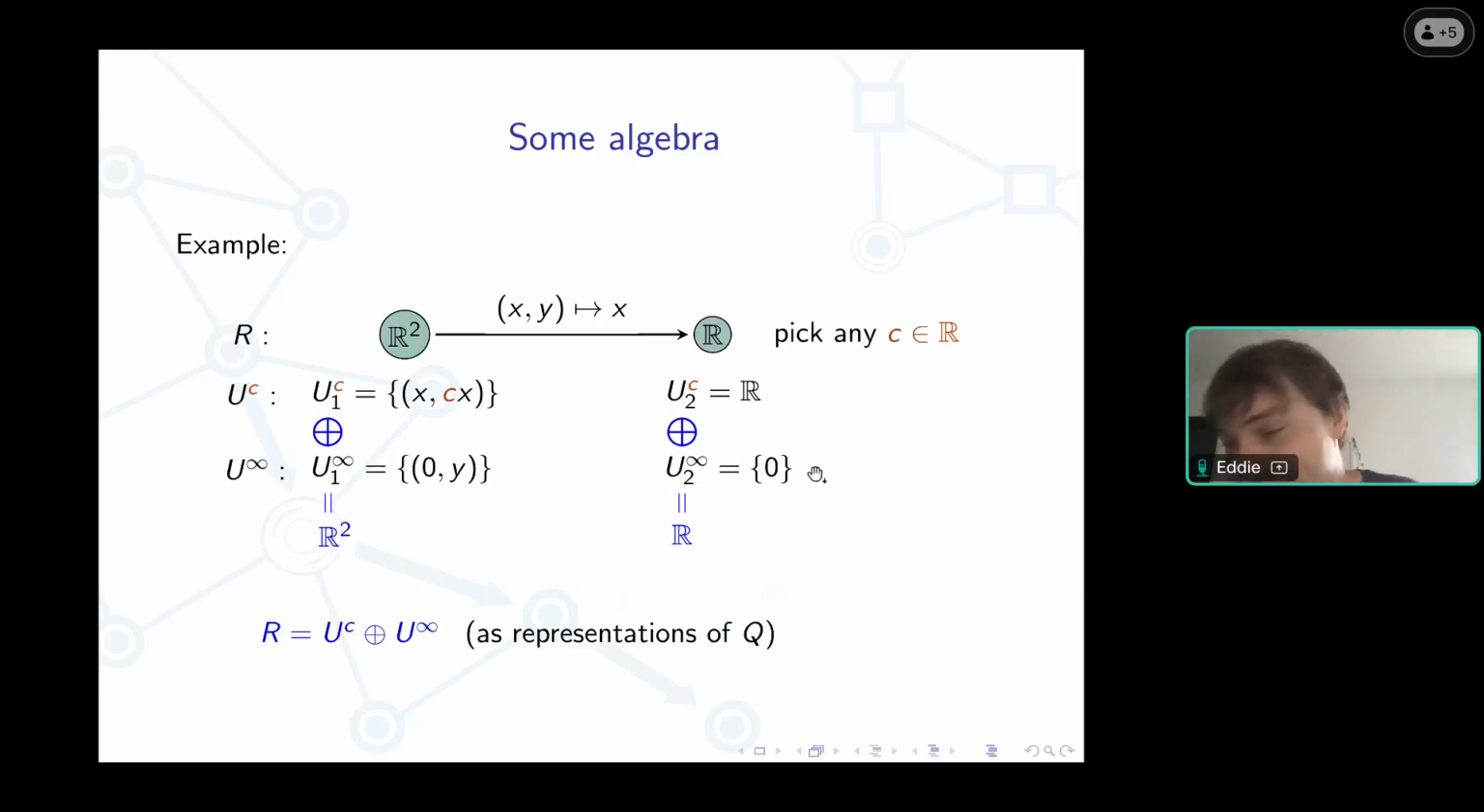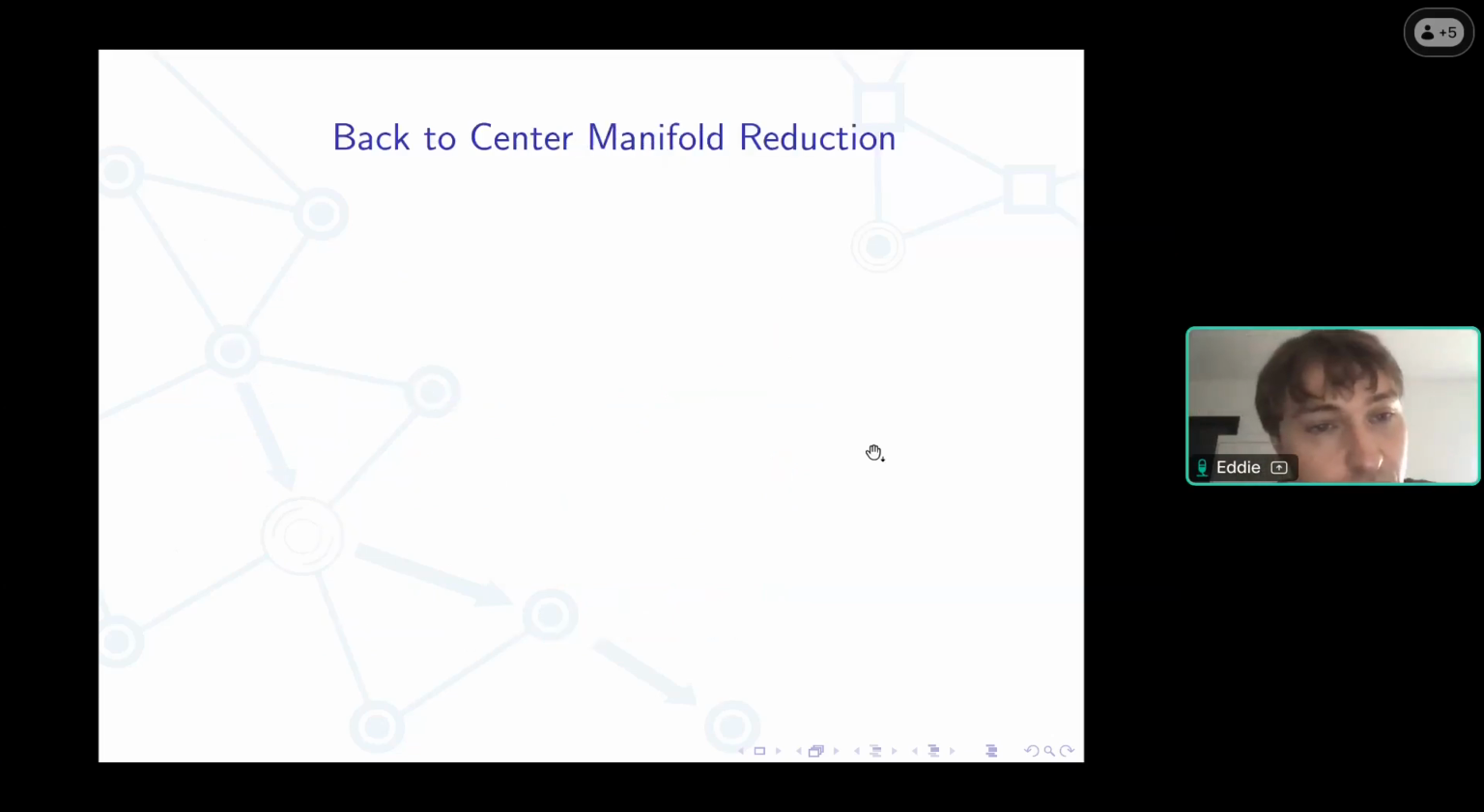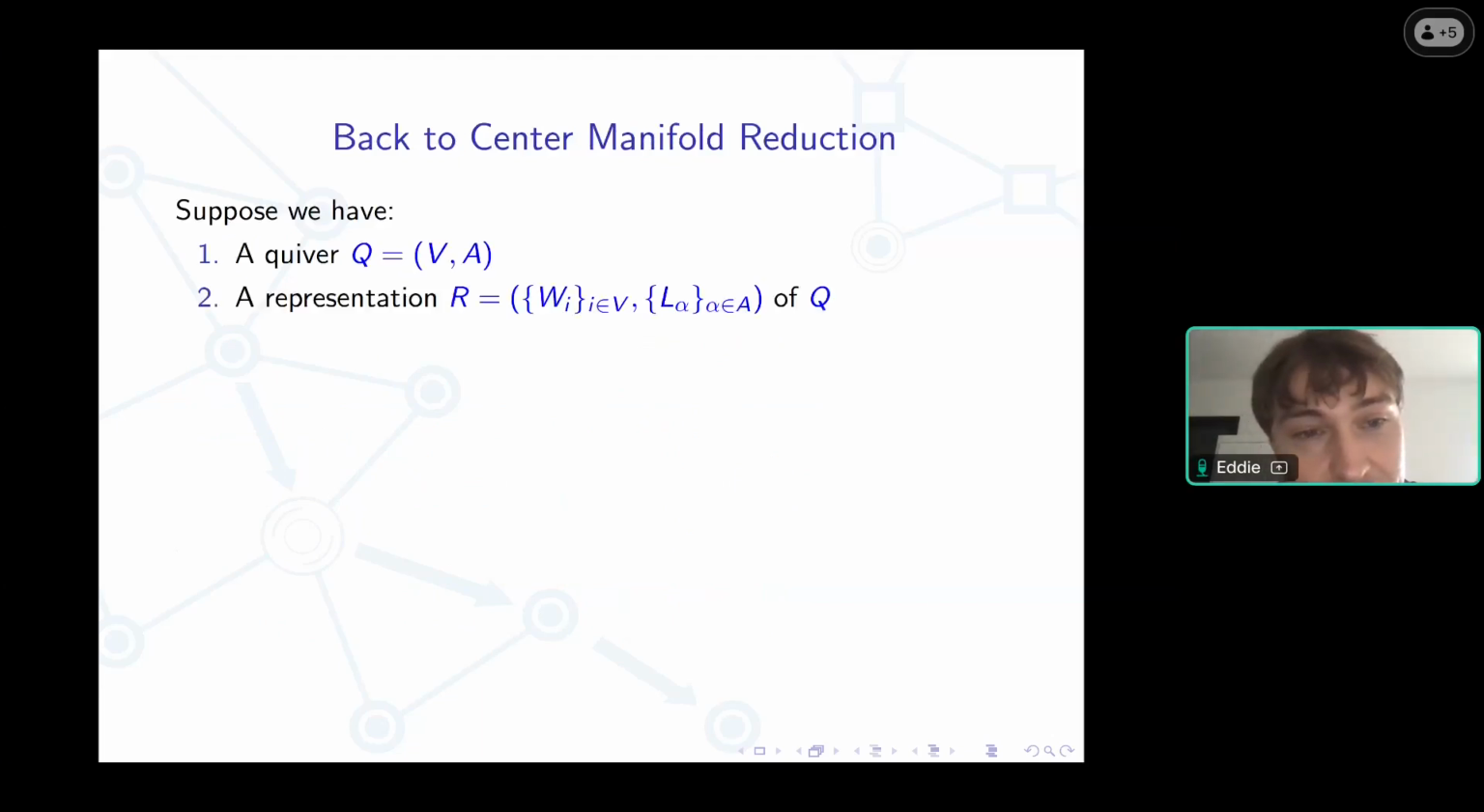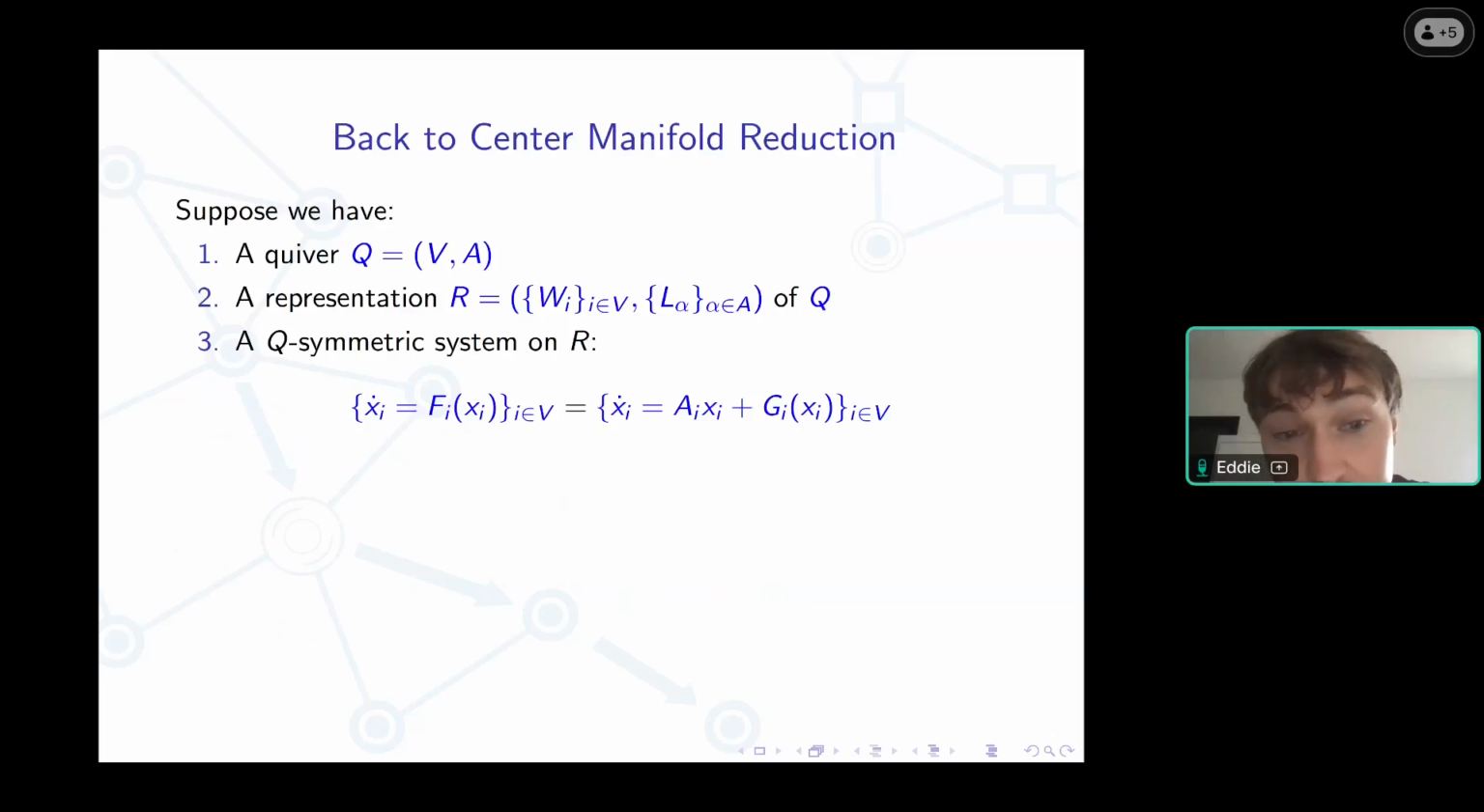The big theorem, back to center manifold reduction. Suppose we have a quiver representation and a quiver symmetric system. Recall, a quiver symmetric system is a choice of ODEs for each vector space. And I'm writing each of these ODEs already as a linear part plus higher order terms because I want to do center manifold reduction. Since I have a linearization for every ODE, each of these linearizations gives me a center subspace and a hyperbolic subspace, recall from center manifold reduction.